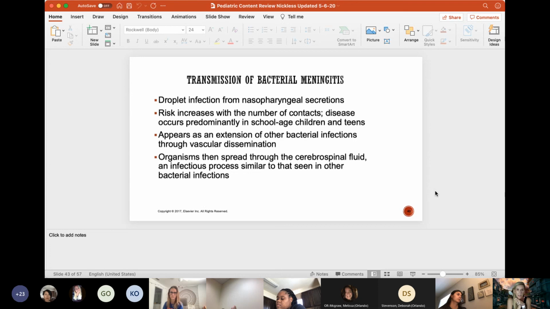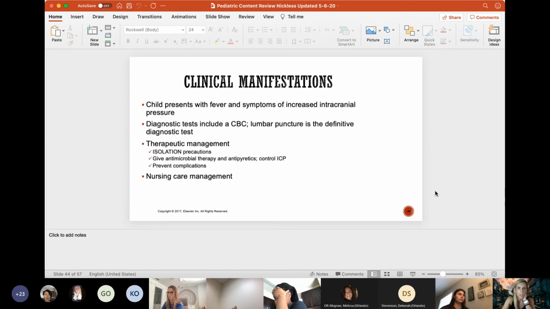They're going to be on droplet protection, but this may change once we start treating. And we see this, like I said, in school age and teens. And this can lead to DIC, which can be very dangerous, and it appears as an extension of other bacterial infections. It's kind of like what came first, the chicken or the egg? And the biggest thing is that if it gets in the CSF, then we have a big problem and it can potentially lead to death. So we know we're going to do a lumbar puncture. That is the definitive gold standard, what we have to do.